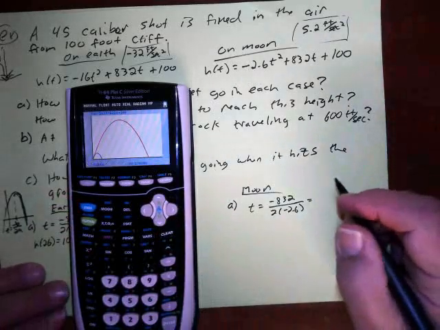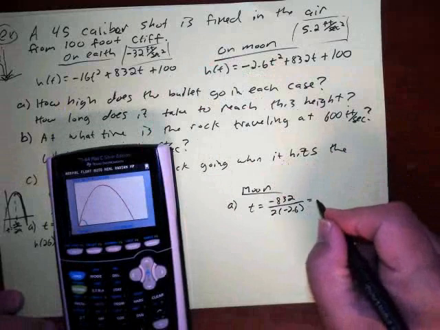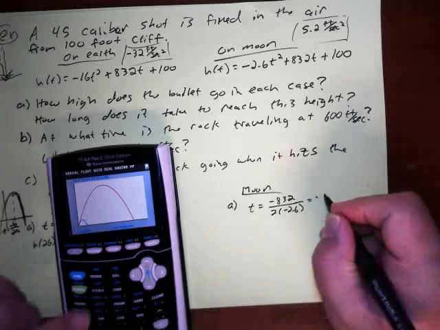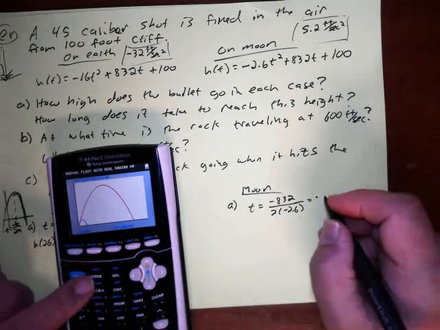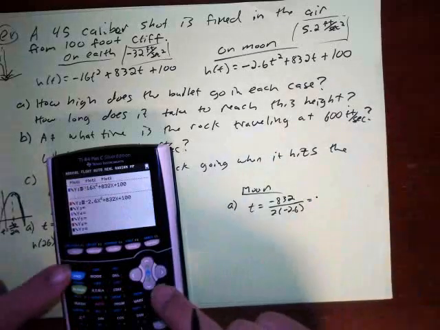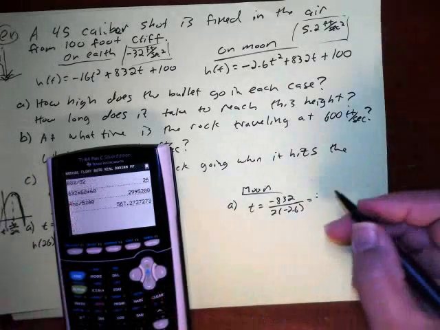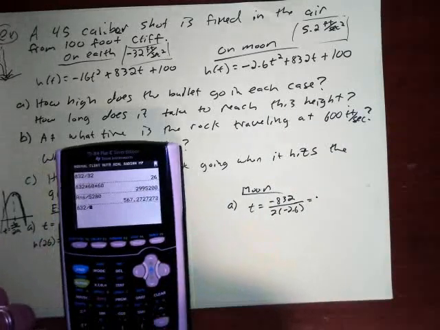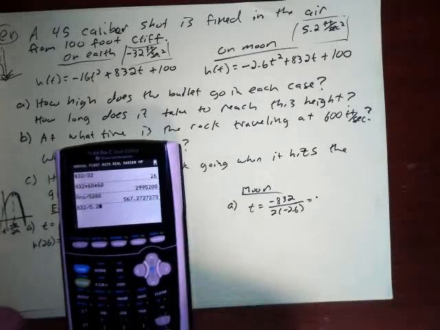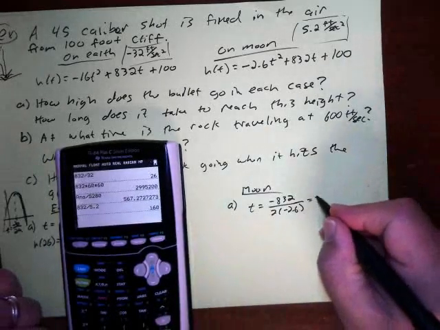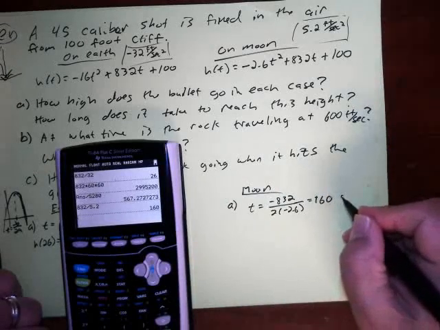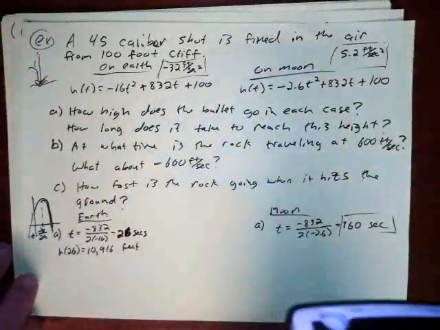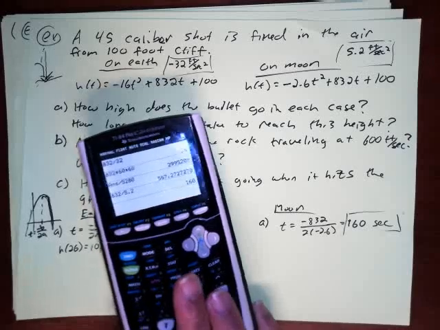And we see that bullet is in the air. Oh, I did that wrong. Sorry, let's go back to my menu here. So 832 divided by, what is that, like 5.2. That's in the air for like 160 seconds. Right? So it's in there for a lot longer. 26 seconds here, 160 seconds there.